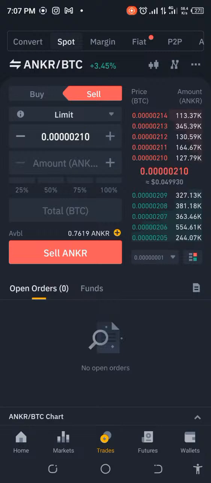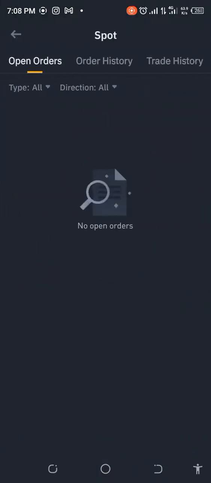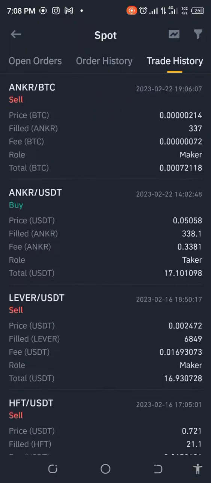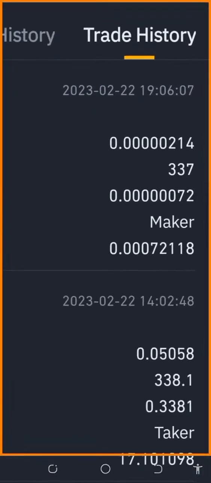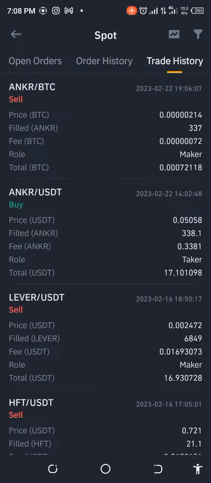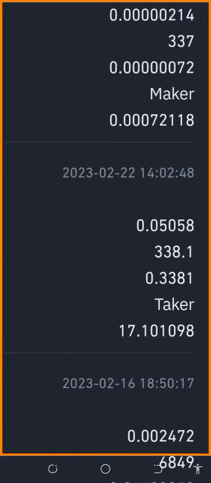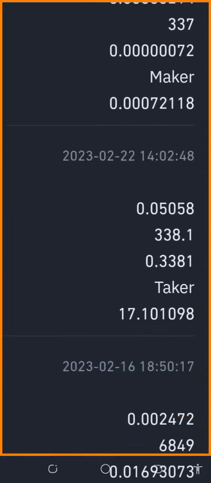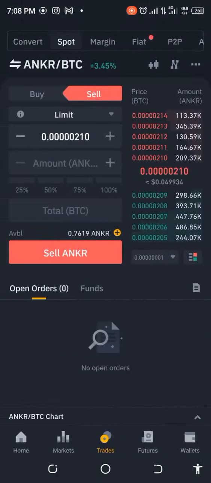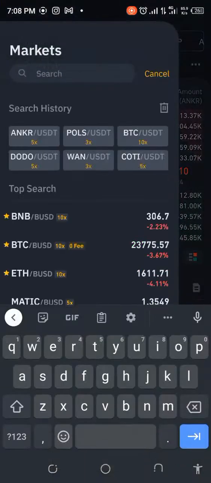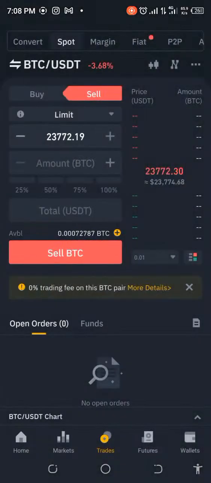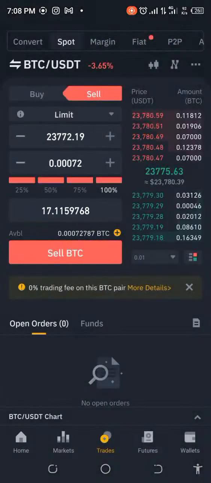So now it's already sold to BTC. So let's go check and do this quickly before BTC goes down. Let's just check the trade history. All right, so it's already sold and we got 0.0007218. Okay, and how many hours did that take? Let's see, 14:02 and then 19, like about 5 hours. But let's go ahead and just quickly do this. We're going to BTC and USDT. And then all we want to do now is sell everything. Okay, so let's go ahead and see this. Okay, 1, 2, go.